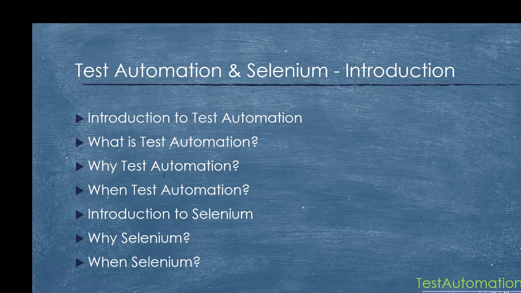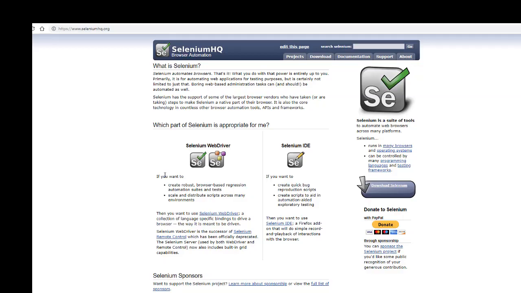Now let us talk about Selenium. What is Selenium, why do we need it, and when do we need to use it? In simple terms, Selenium is a test automation framework for web application testing. Since most of the applications we develop are web-based, there is a high demand for automating web applications, both internal to the company or external, like public-facing websites.